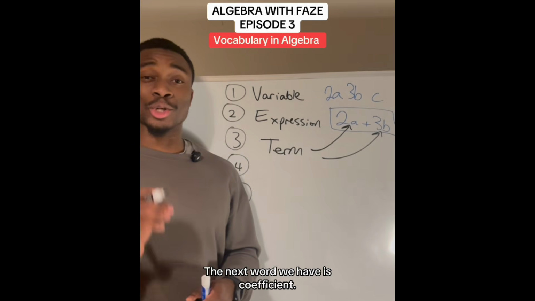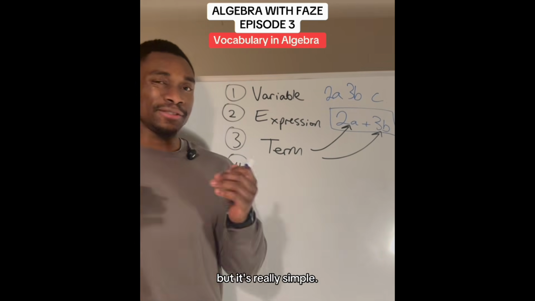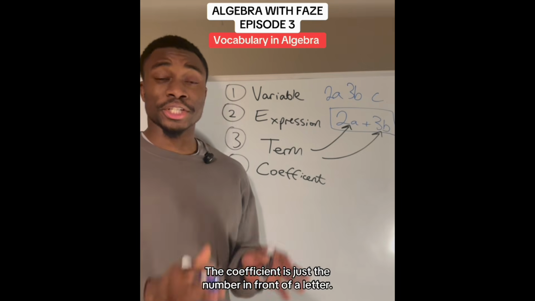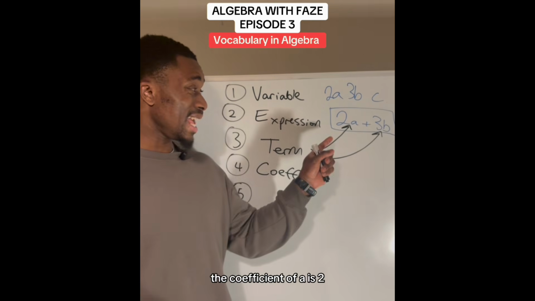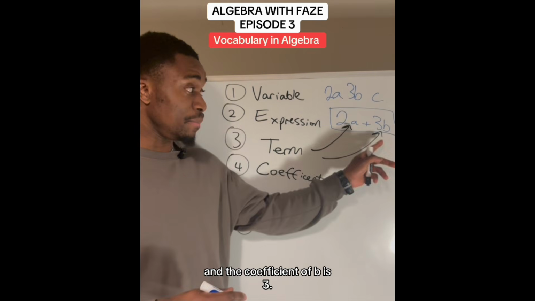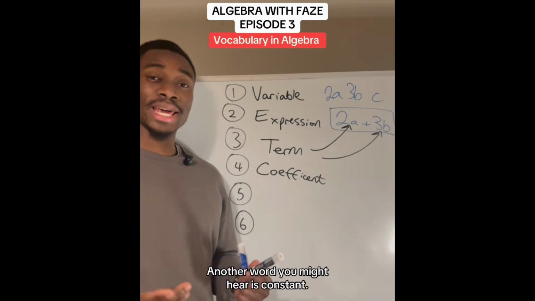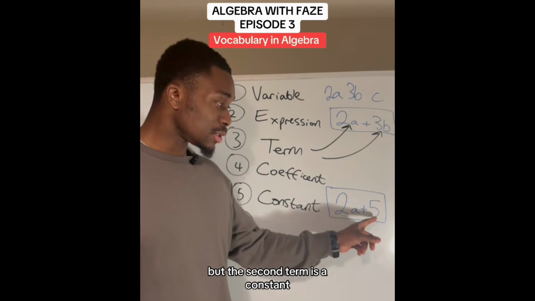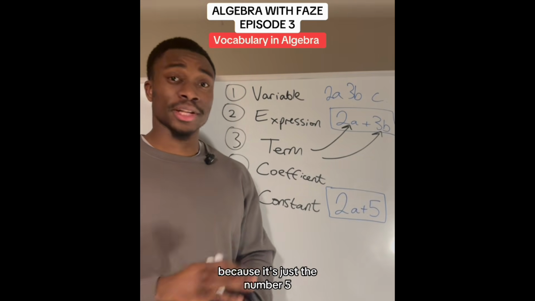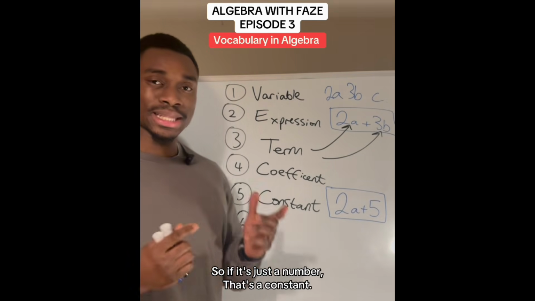The next word we have is coefficient. Now this one might be new, but it's really simple. The coefficient is just the number in front of a letter. So in our expression here, the coefficient of A is 2, and the coefficient of B is 3. Another word you might hear is constant. This is another expression with 2 terms, but the second term is a constant because it's just the number 5. So if it's just a number, that's a constant.